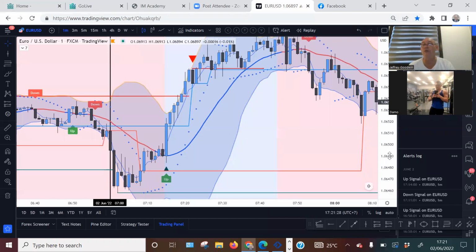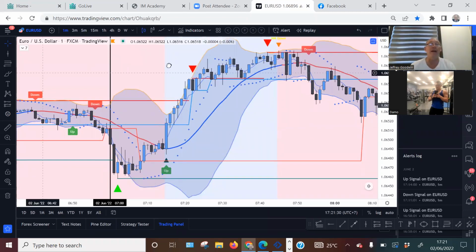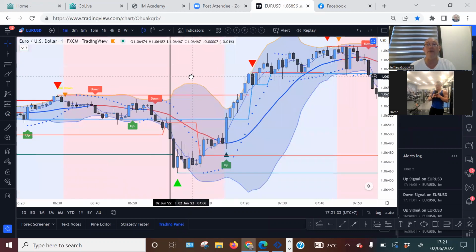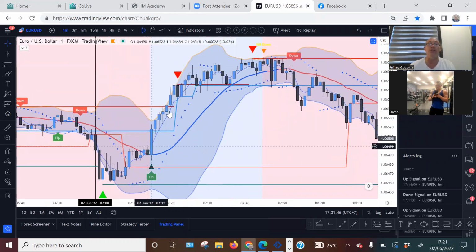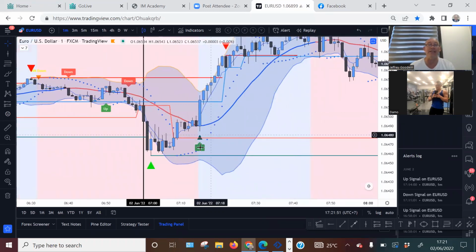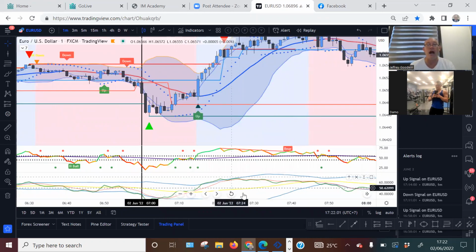Ladies and gentlemen at home, you see a red background and a blue background. Think of the Matrix, the blue and red pill. When you see red, price should drop, exactly as it does. And you see the blue background, price should grow, exactly as it does. But we don't enter anything. We'll wait to get this up arrow for the buy and the down arrow for the sell. I've got a few extra oscillators down here, which I'll have a look at some point.